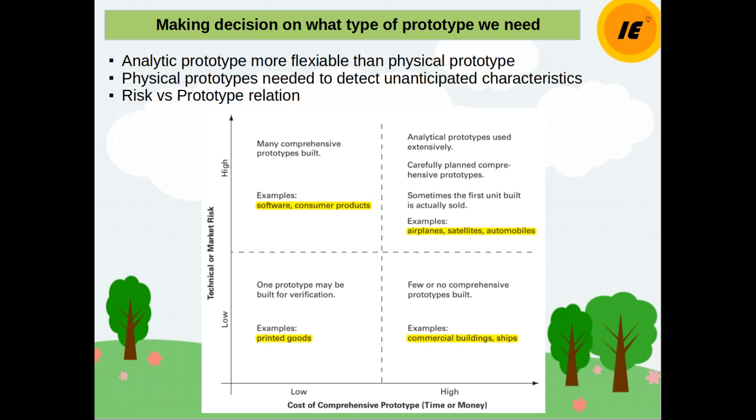And finally, if the cost of the comprehensive prototype is high and the risk is also high, then you focus on analytic prototypes used extensively, and a carefully planned comprehensive prototype. Sometimes the first unit built is actually sold. For example airplanes, where you can't say, okay, let's build, oh no, this is not good, so scrap it, etc. Satellites, you can't do that because it's so expensive.